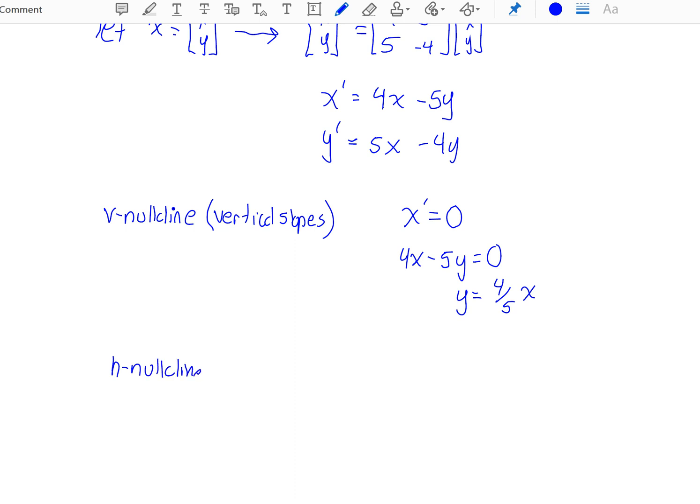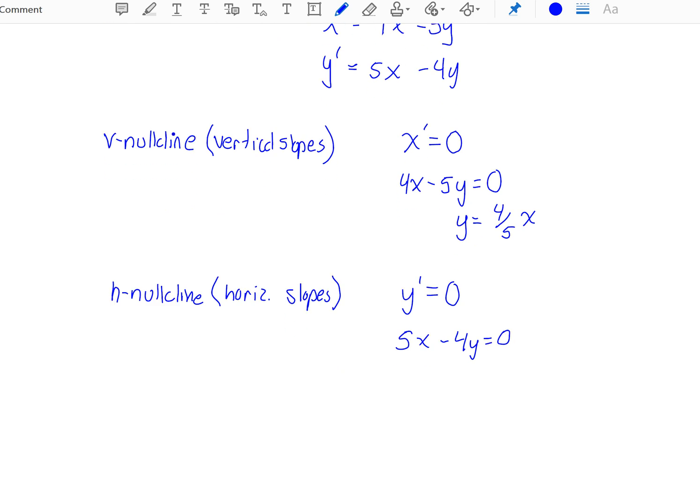Now let's find your horizontal nullcline. Remember, this has horizontal slopes only. And the only way you're going to have horizontal slopes only is if your y prime is 0. So grab your y prime equation, 5x minus 4y equals 0. And let's solve for y. Of course, if you solve for y, you'll move your 5x over, which will make it negative, and divide by negative 4. I think you should get y is equal to 5/4 x.